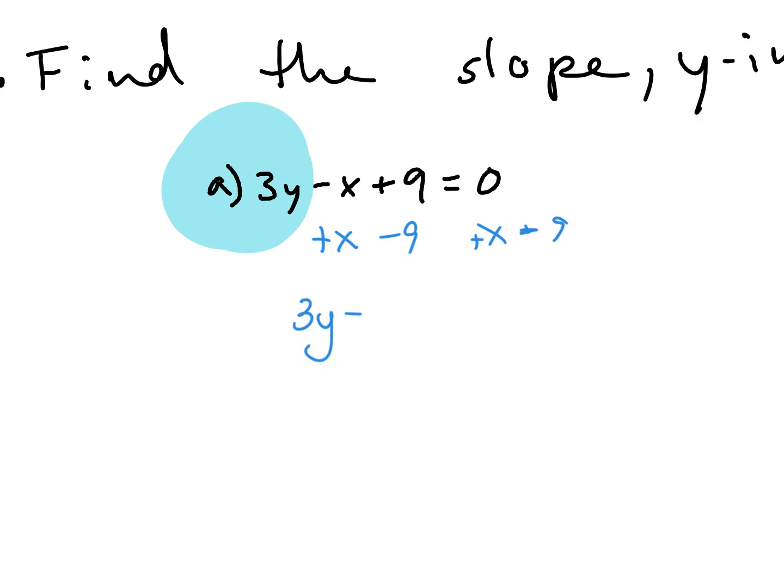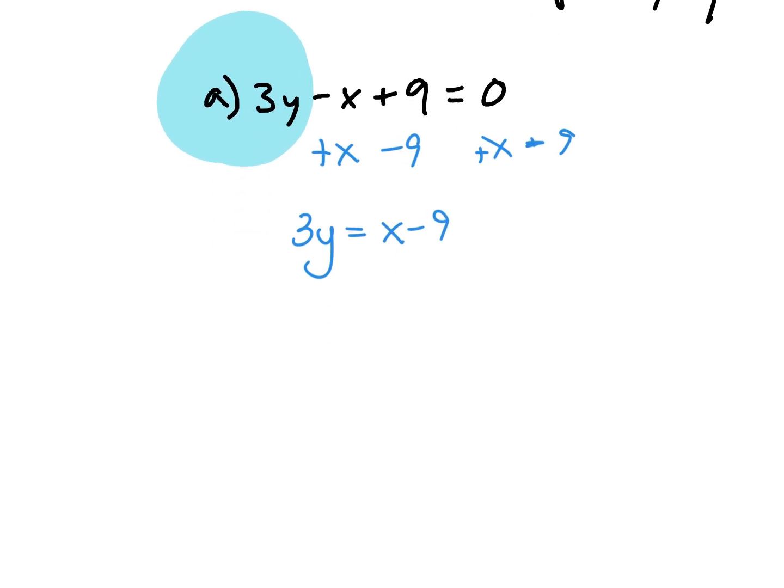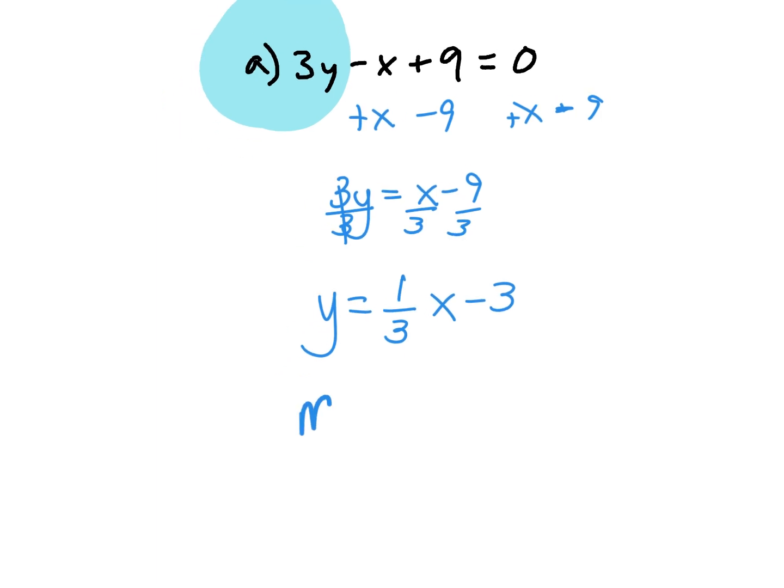So 3y equals x minus 9. Now what do I do? I'm going to divide by 3. So y equals, what's the slope here, guys? Not x over 3. What's the slope? 1/3 x minus 3. If you tell me where the line says slope and you tell me it's x over 3, I'm marking that wrong. Slope does not have a variable in it. Your slope here is positive 1/3.